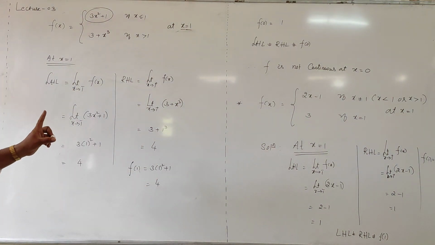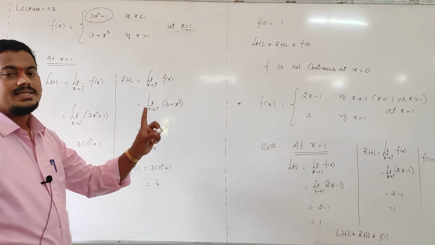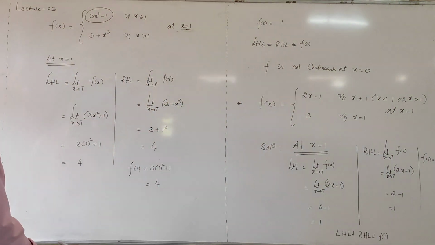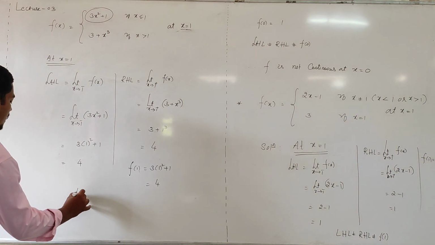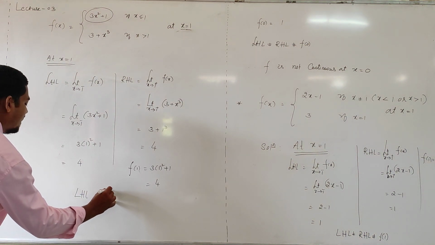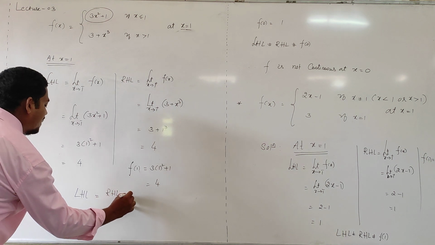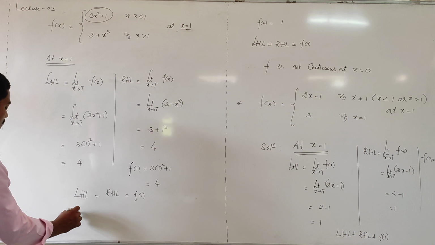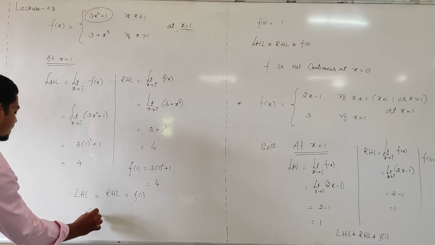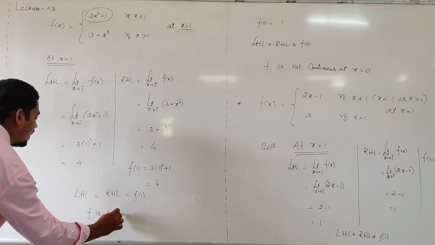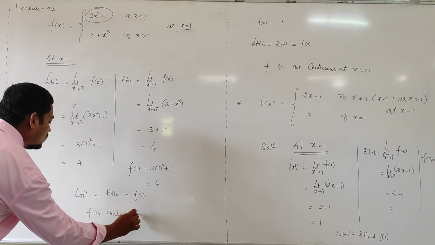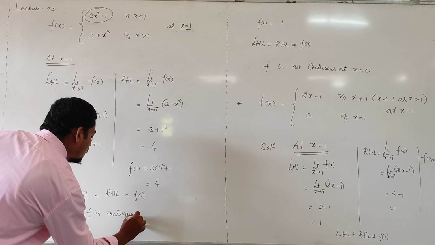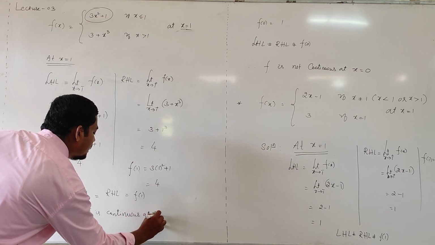LHL equal to RHL equal to f of 1, therefore function is continuous at x equal to 1. Left hand limit value is same as right hand limit value is same as functional value at 1, therefore f is continuous at x equal to 1.